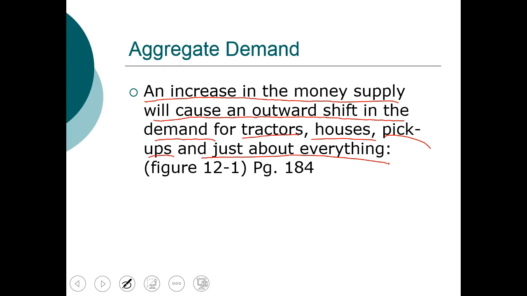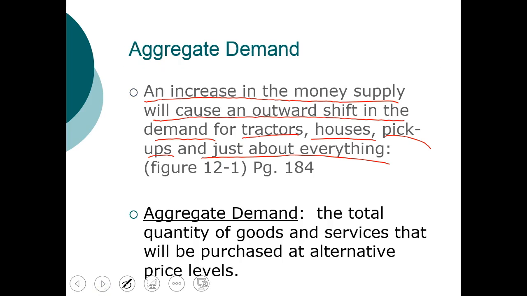So an increase in the money supply encourages more people to buy more things. It encourages economic growth. It lowers unemployment. And more people are now demanding more things, to where the total aggregate demand will increase. So an increase in the money supply will cause an outward shift in the aggregate demand. So the definition for aggregate demand is the total quantity of goods and services that will be purchased at alternative price levels. It's the demand for pretty much all goods and services within a macroeconomy.